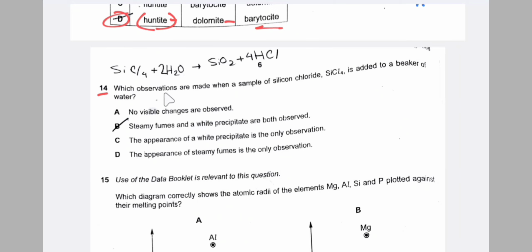14. Which observations are made when a sample of silicon chloride is added to a beaker of water? So silicon chloride reacts with water to form silicon dioxide and HCl. And HCl is an acidic gas that causes steamy fumes. So obviously steamy fumes are observed and a white precipitate is observed since silicon dioxide is a solid. So the answer is B.